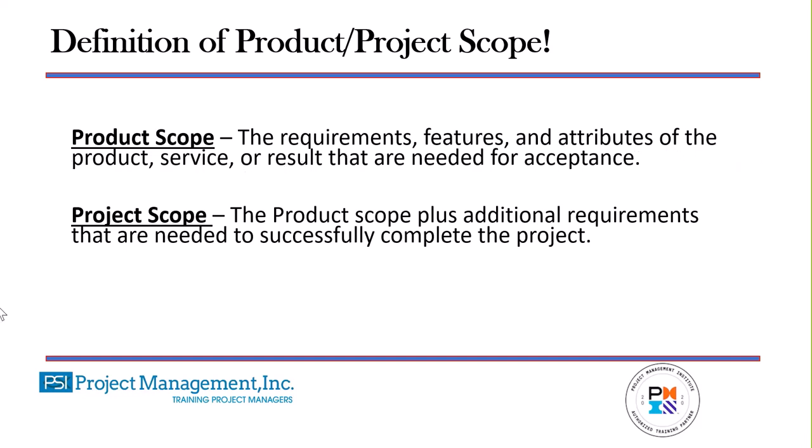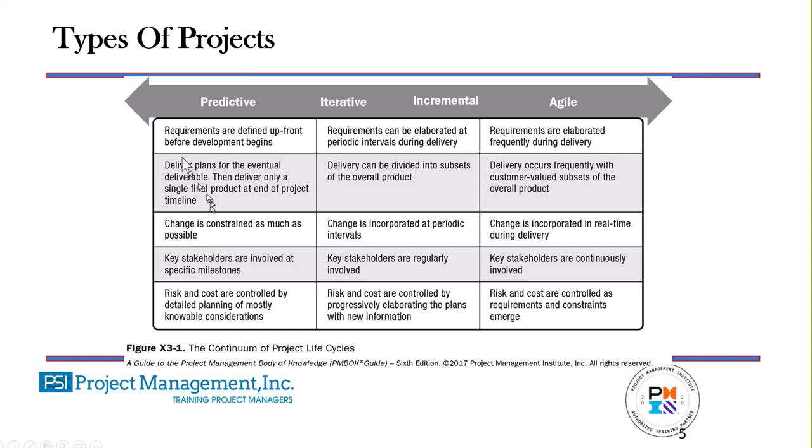Scope means different things to different methods of managing projects. For example, in a predictive project, we have identified the scope up front, and we are then going to execute that scope to the project. We might do this by using what we call progressive elaboration, meaning as we learn more about the project, we will update the plan and we will update the documents to reflect that new knowledge.